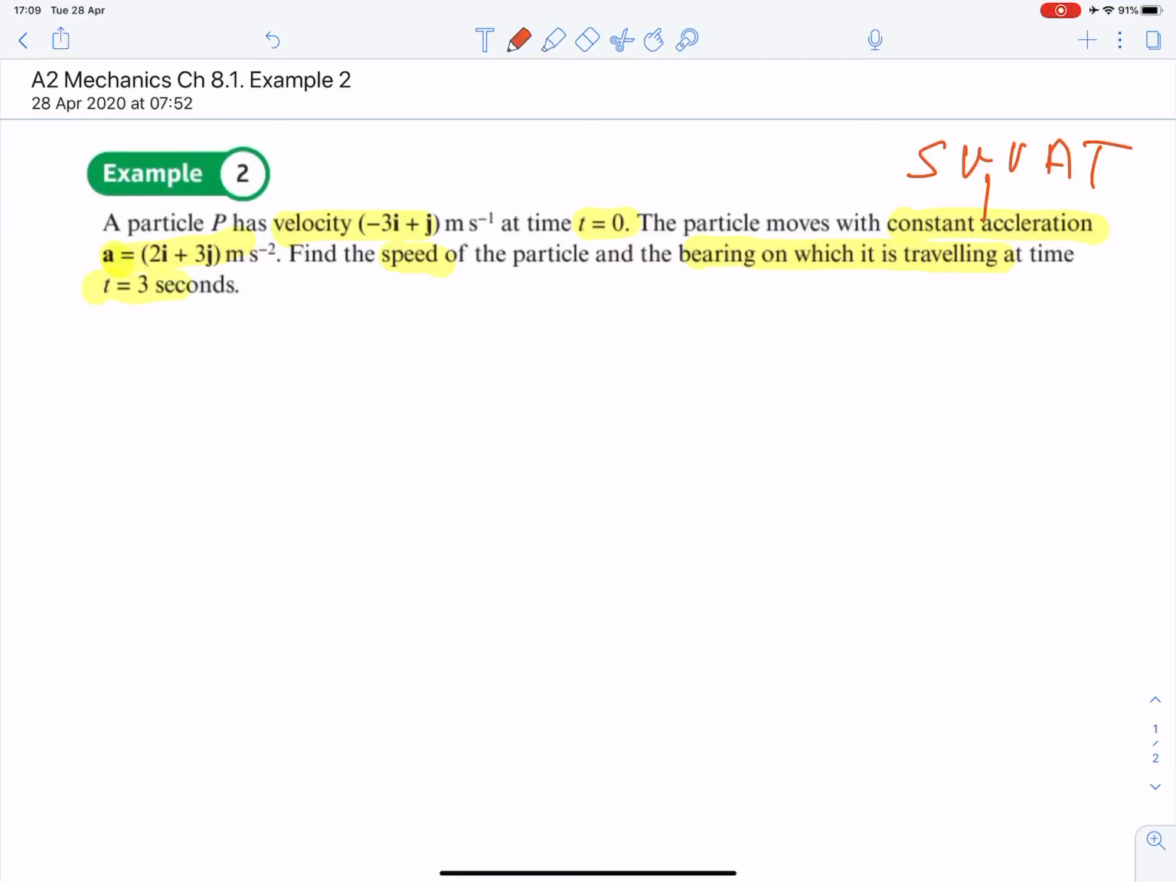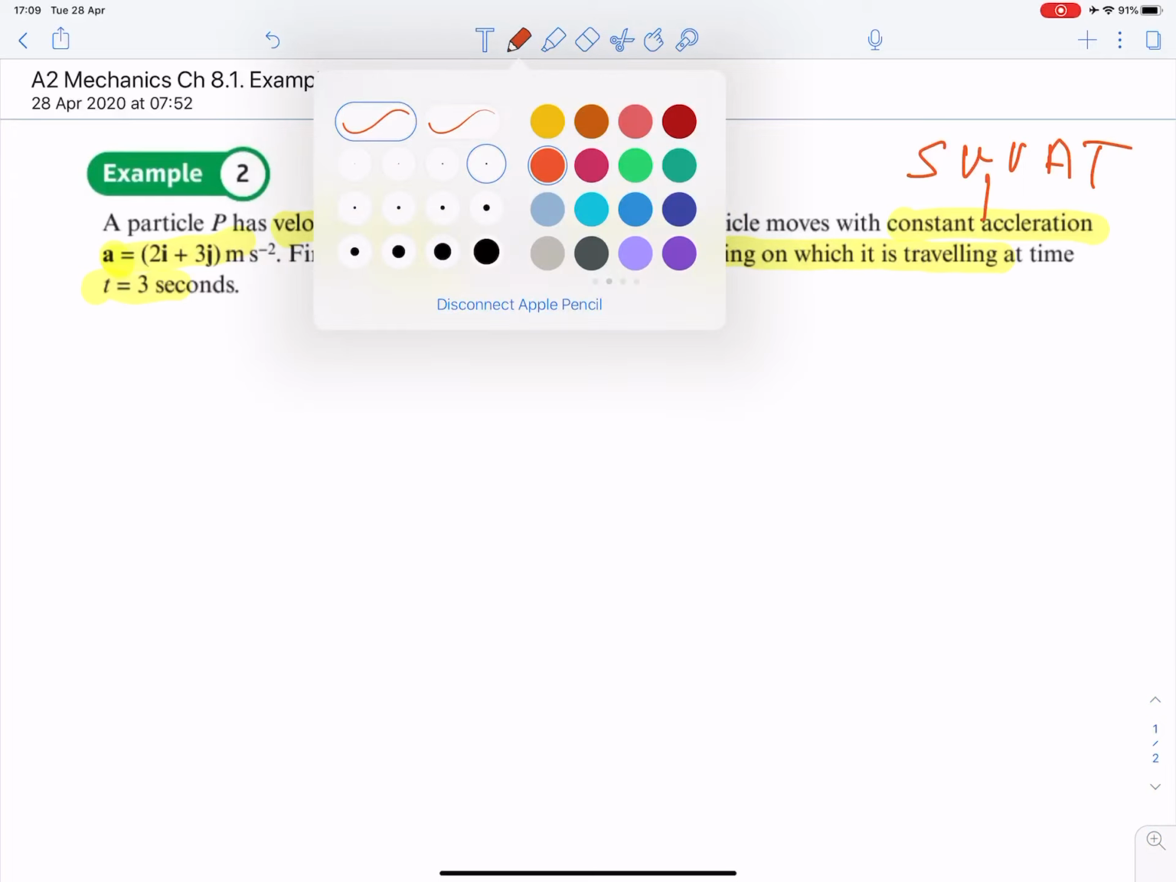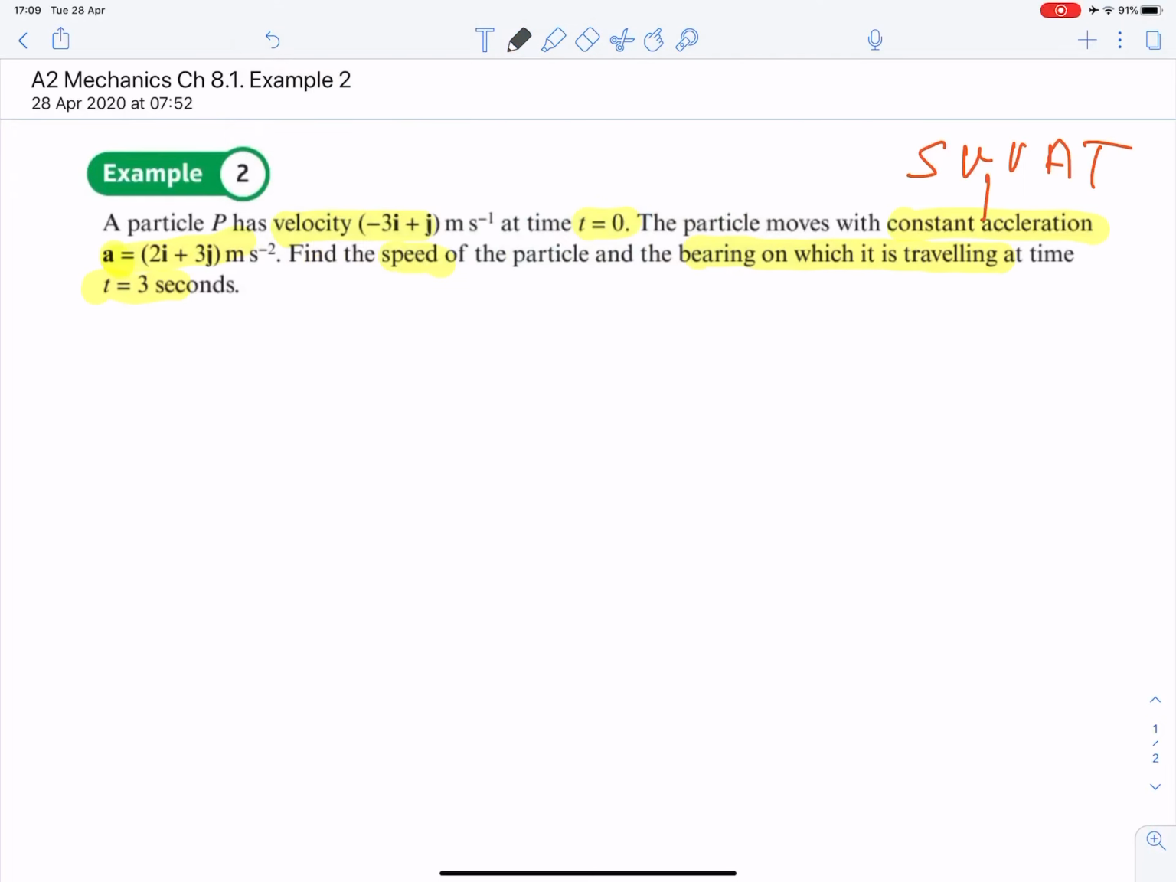Okay, so let's list out, well, first of all, we need to go constant acceleration. That's what we've picked up on from the question. As it's Ch8, we can start going through and listing things. So u is equal to minus 3, 1. Again, I'm going for the column vectors. That's the initial velocity because that was at t equals 0. We're told a is constant and it's 2, 3.